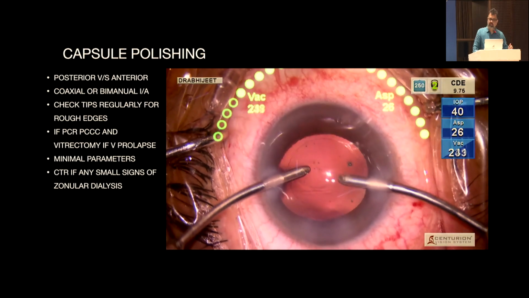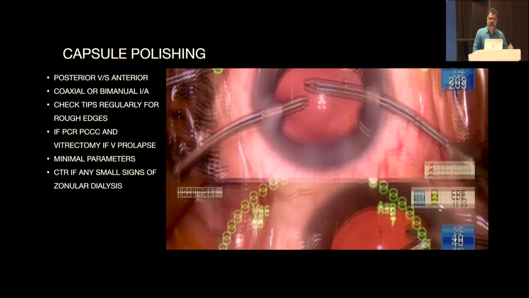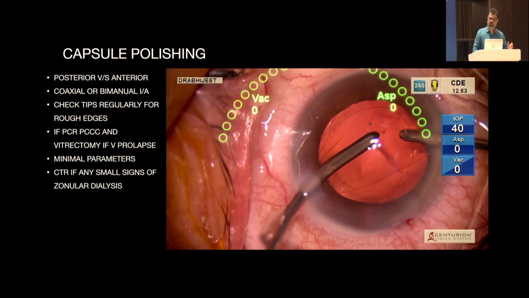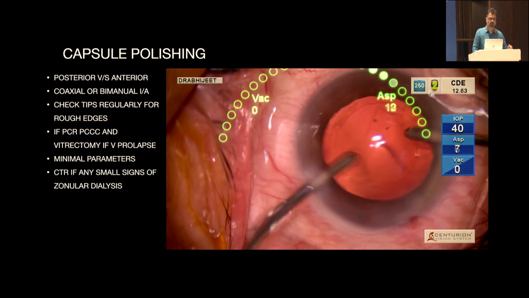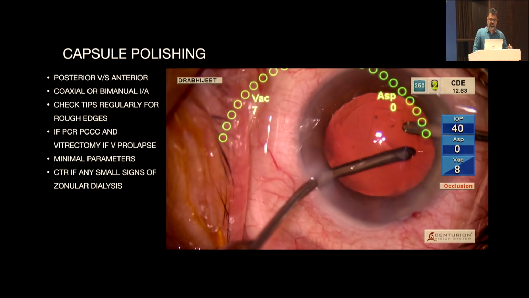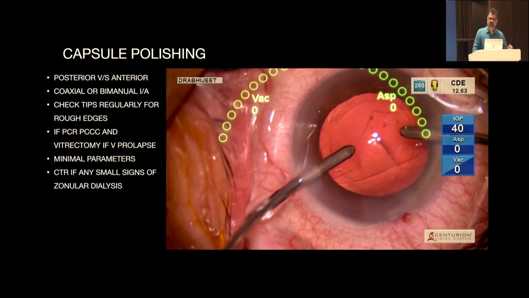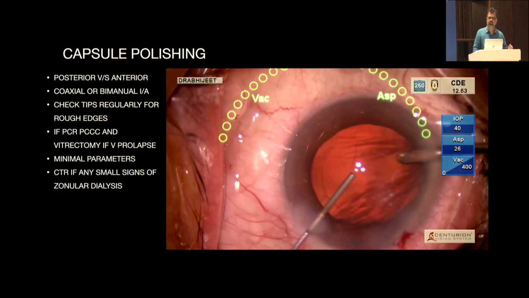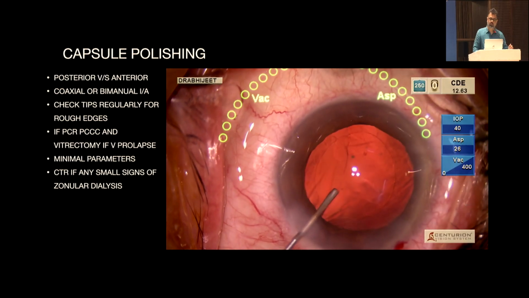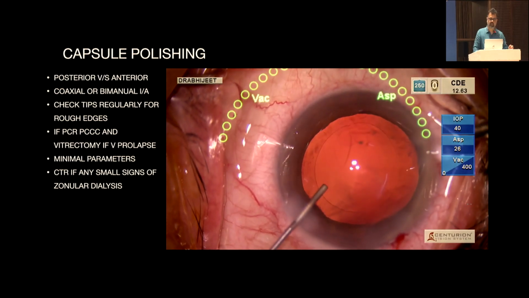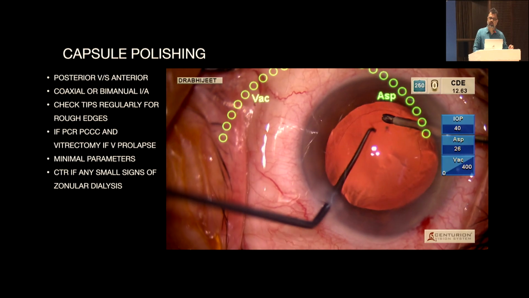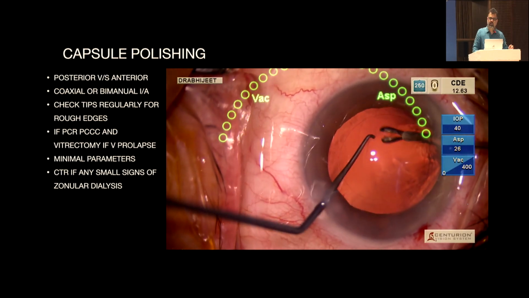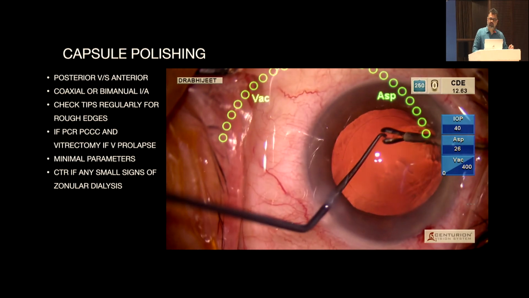In case you get a PCR, you should always remember to do a PCCC for the intactness of that PCR, and vitrectomy if there is a vitreous prolapse. Now here I have a PCR, and if you can see, the flap is really fluttering. So there is no vitreous tag out there. I just go in and do a PCCC, and then I can put in an IOL of my choice in the bag, and that gives a good result even in these kind of patients.